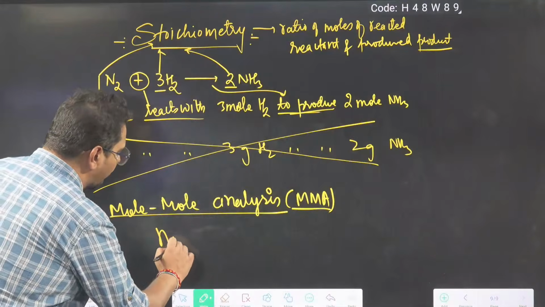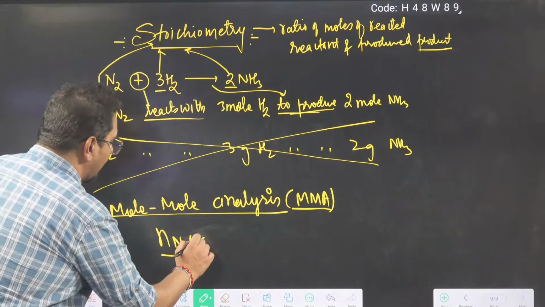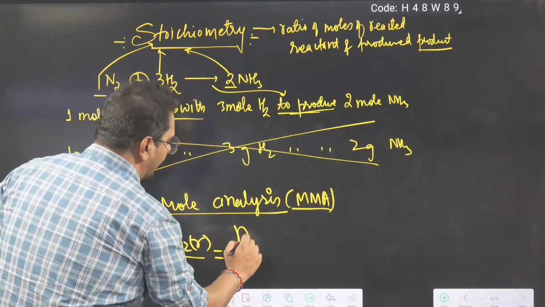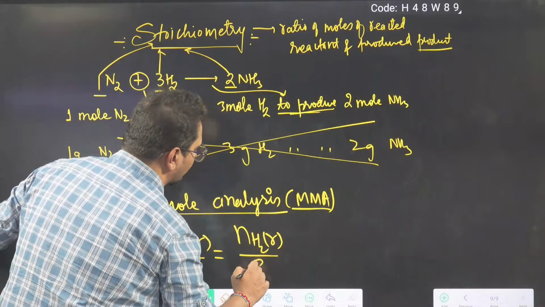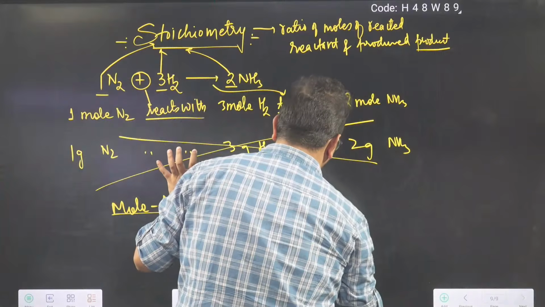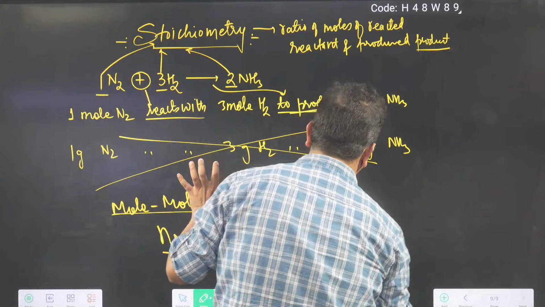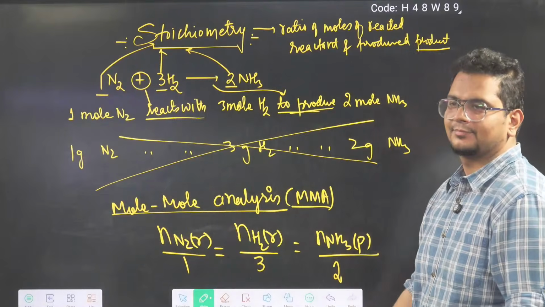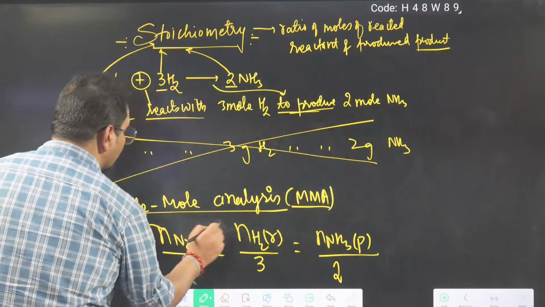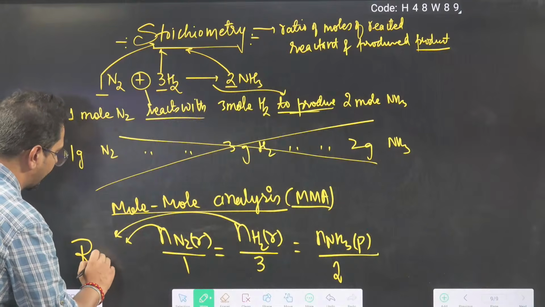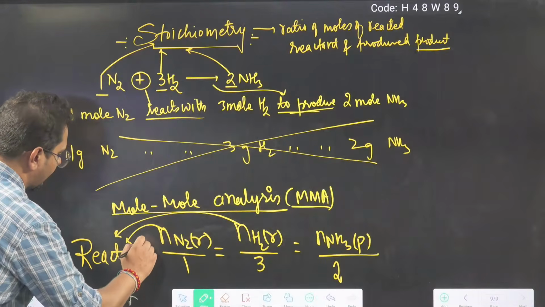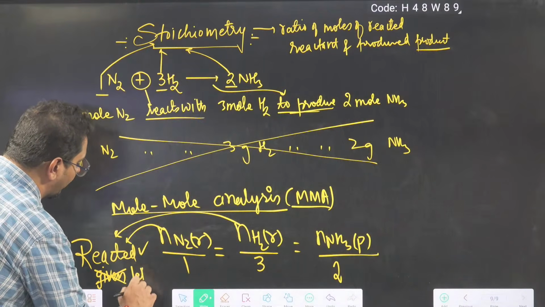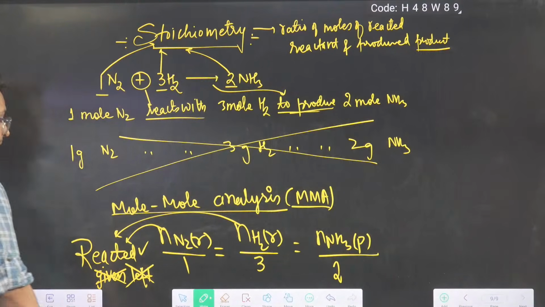So moles of nitrogen reacted by stoichiometry, moles of hydrogen reacted by stoichiometry, and moles of ammonia produced by stoichiometry. These moles of nitrogen and hydrogen are reacted moles, bhai. These are not the given moles. These are not the leftover moles. They have to be the reacted moles.